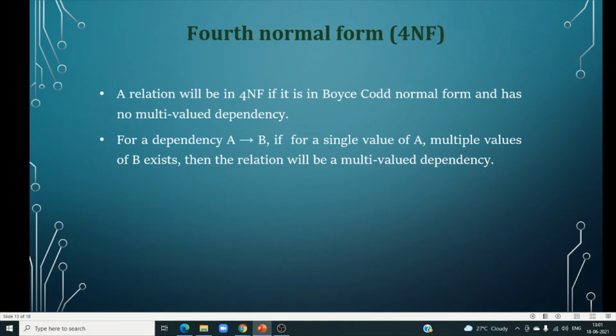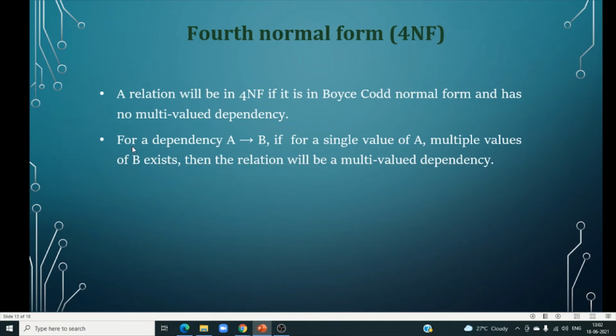Okay, next is the fourth normal form. We say that the table is in fourth normal form if it is in BCNF and has no multi-value dependencies. What is BCNF? A key attribute may not be determined by a non-key attribute. There is no dependency like that, and there is no multi-value dependency. Then only we say that the relation is in fourth normal form. For this we have to take a three-column table.